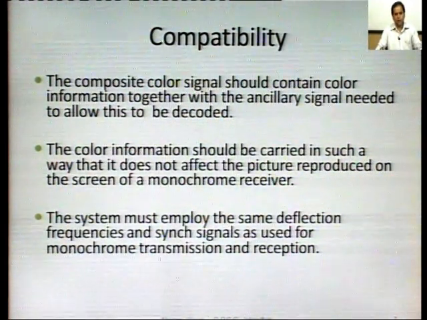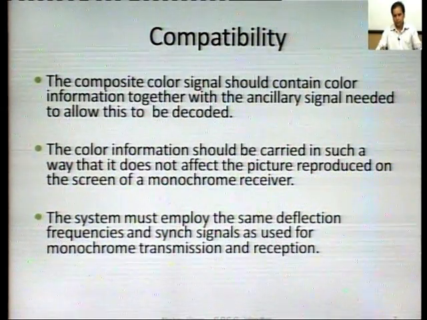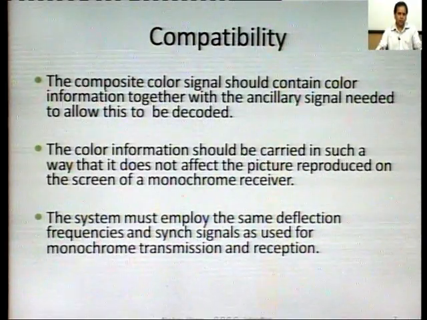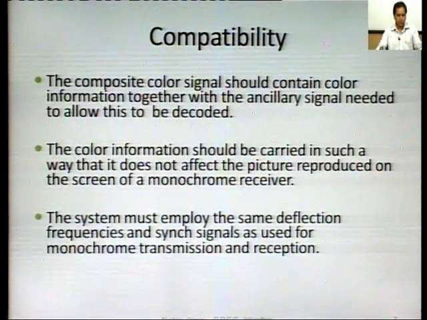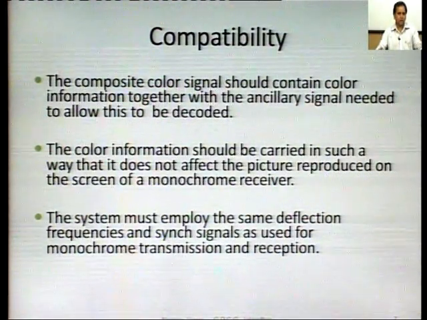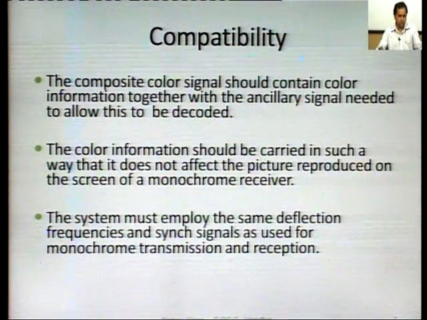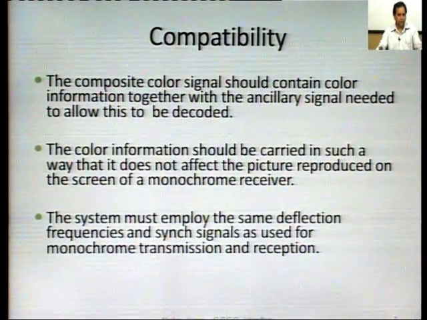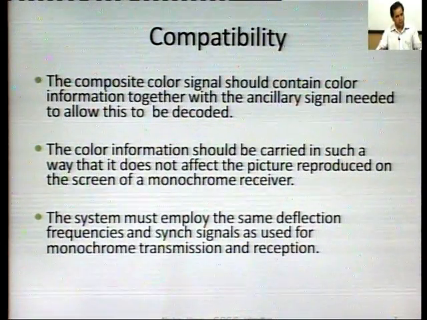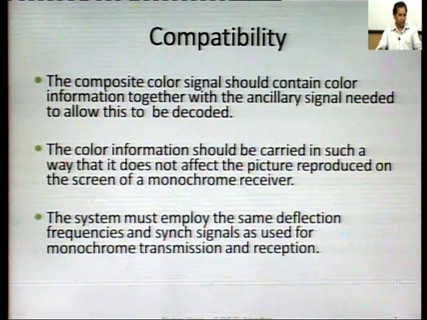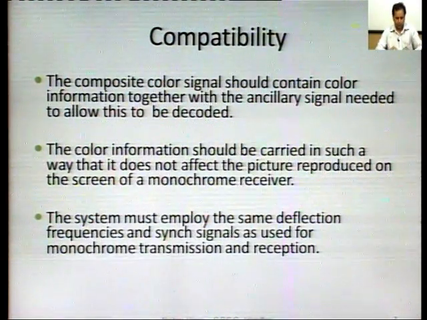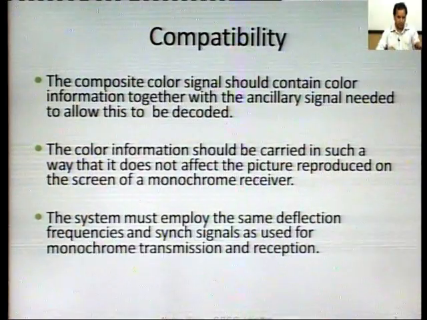The system must employ the same deflection frequencies and sync signal as used for monochrome transmission and reception. The system should be identical: all the signals, that is deflection frequency and sync signal, should be at the same location, and the same frequencies are to be retained, whether it is a color system or a monochrome system. Only then will the system be compatible.